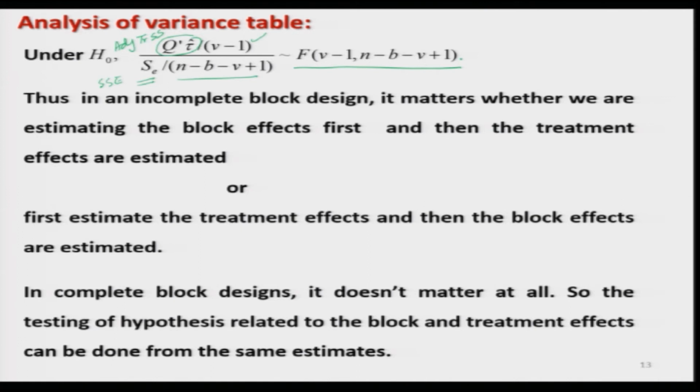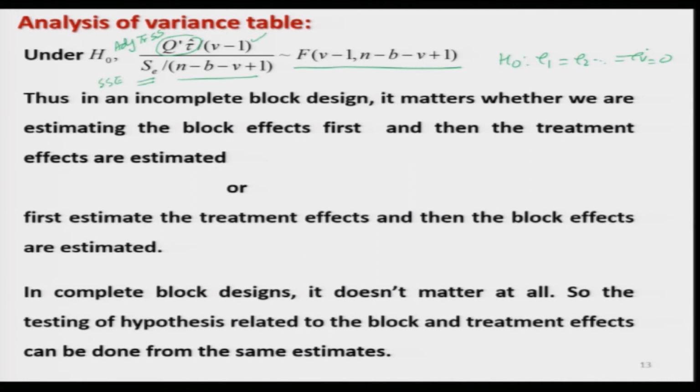So, now how to take the decision for the hypothesis H naught: tau 1 equal to tau 2 equal to tau v equal to 0, that you can do very easily. You can make the decision rule very easily, and I am confident that you can do it. But the main important point which you have to understand here is what is the difference between the analysis of variance which you conducted in the case of complete block design and now you are doing in the case of incomplete block design.